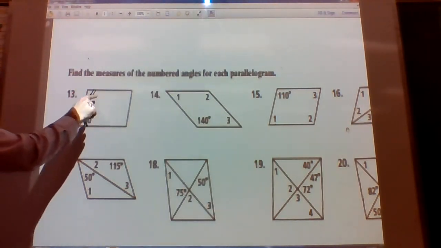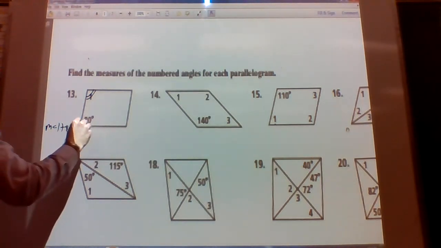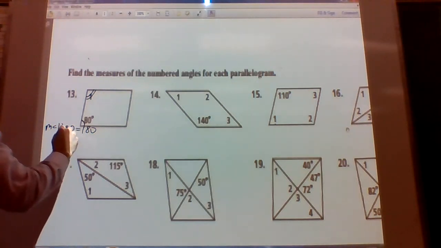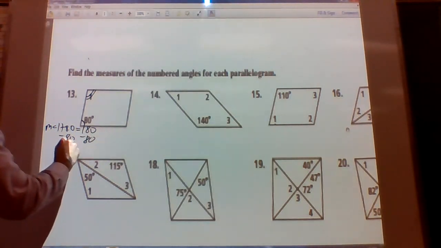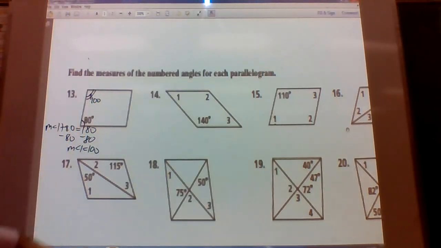So these two angles have to add up to 180. The measure of angle 1 plus 80 is going to equal 180. We subtract 80 from 180. The measure of angle 1 is going to be 100. 100 plus 80 equals 180. So it wants us to find the numbered angles for each parallelogram.